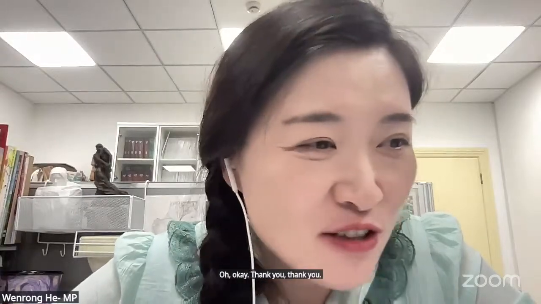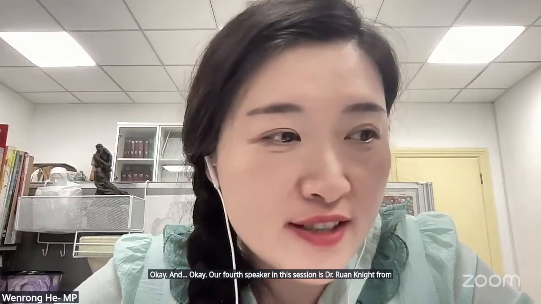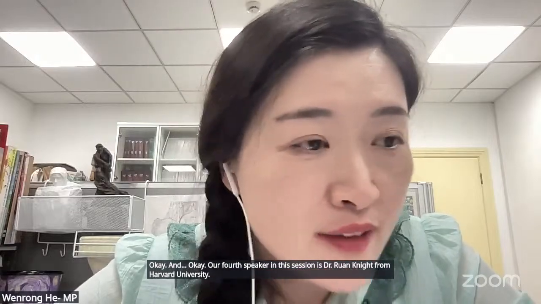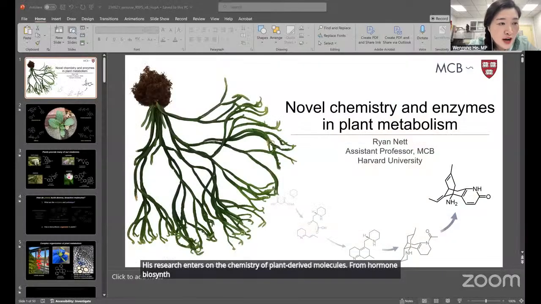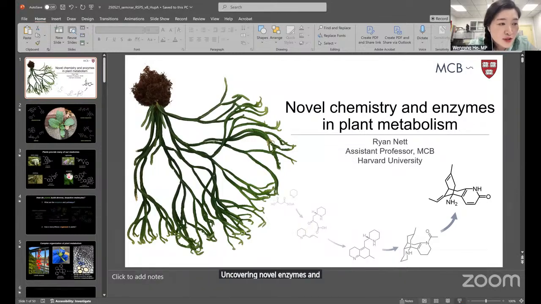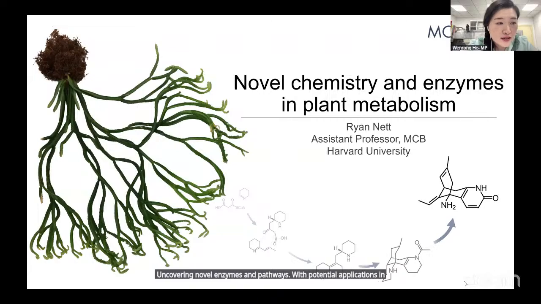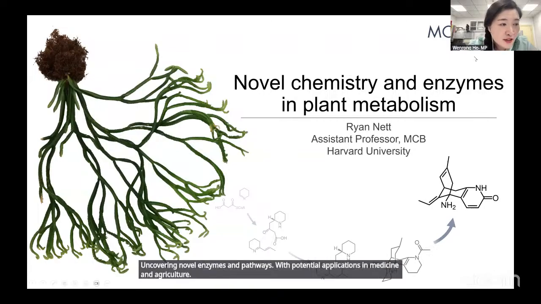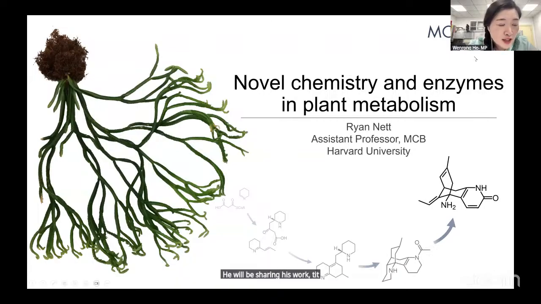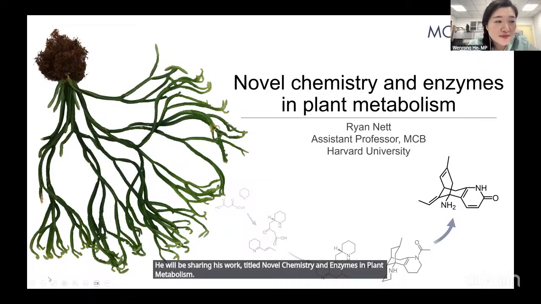Our fourth speaker in this session is Dr. Ruan Knight from Harvard University. His research centers on the chemistry of plant-derived molecules, from hormone biosynthesis to neuroactive alkaloids, uncovering novel enzymes and pathways with potential applications in medicine and agriculture. He will be sharing his work titled Novel Chemistry and Enzymes in Plant Metabolism. Dr. Knight, the floor is yours.